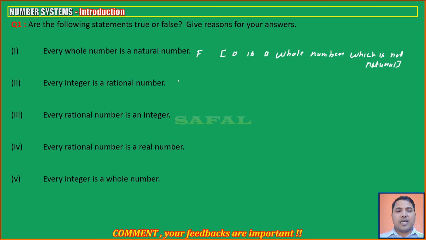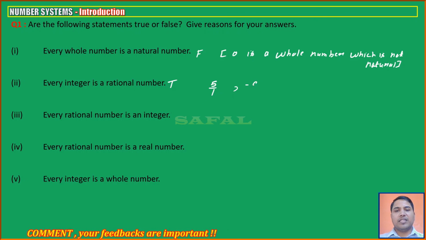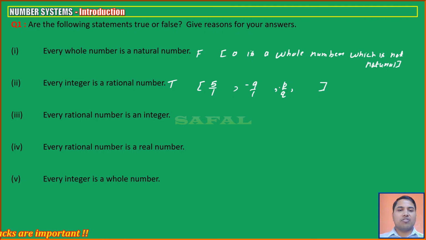Every integer is a rational number. So this is going to be a true statement. Why? Because any integer, for example, if I take 5, I can write it as 5 by 1. If I take minus 9, I can write it as minus 9 by 1. So any integer we can write in the form p by q. Hence they are rational numbers and it's a true statement.